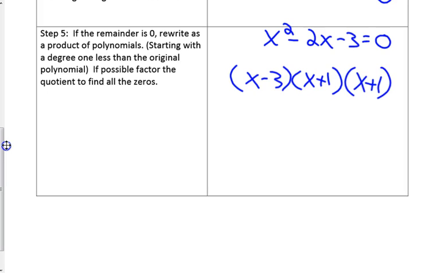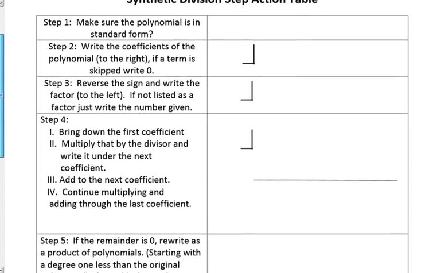What do we call this? A double root. Good, double root. Okay. So what does x equal? What are my zeros? Negative 1 and 3. The comma is just to show you what the factor is.